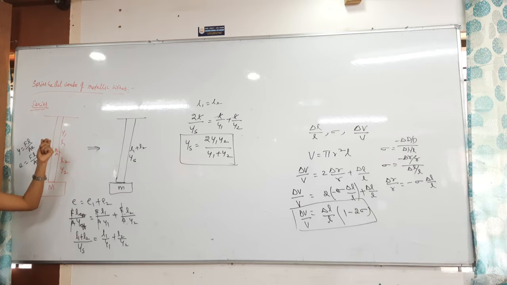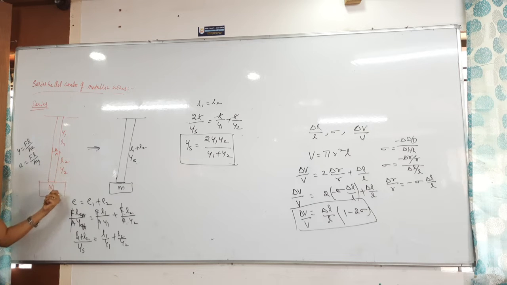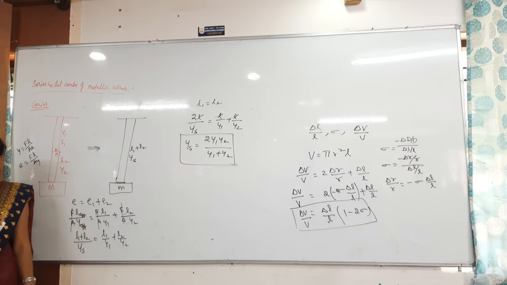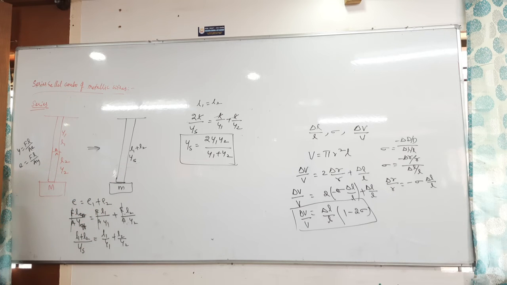First one is elongating by how much? E1. Second one elongation is how much? E2. Total elongation will be how much? E is equal to E1 plus E2. I have taken just the Young's modulus formula, that's it.